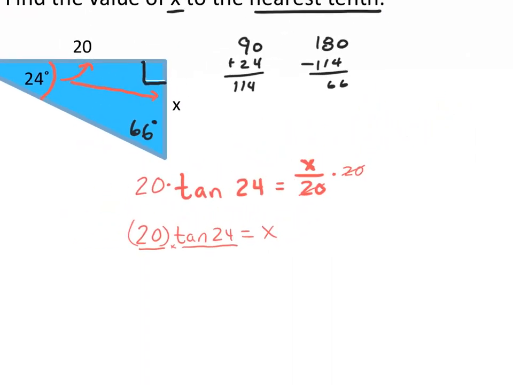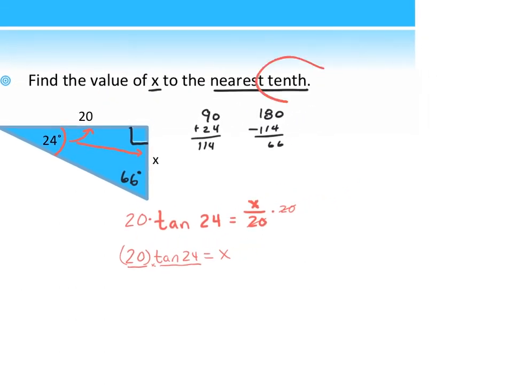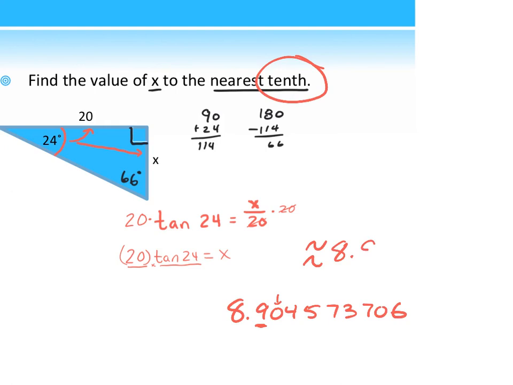So I'm going to go to my calculator and do 20 times tan 24 and then close that parentheses. To the nearest tenth, what is the answer? 8.9. The answer I got on my calculator looks like this: 8.904573706. To the nearest tenth, well, this is not going to round up, so it just becomes approximately 8.9.